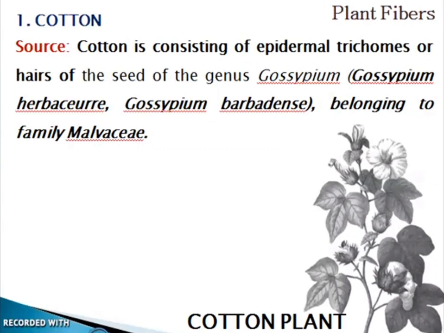Next, coming to the geographical source. It is commonly cultivated in the USA and Egypt, and it is also mostly cultivated in India. About 30% of the cultivated cotton is irrigated and 70% is rain fed. Several million hectares are used to cultivate this cotton plant.